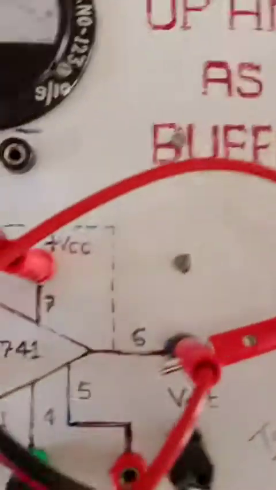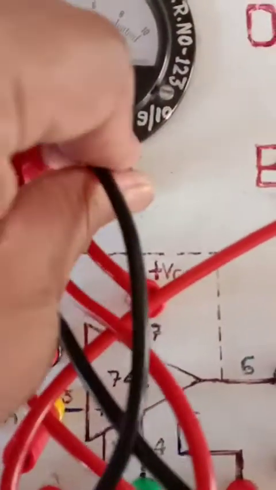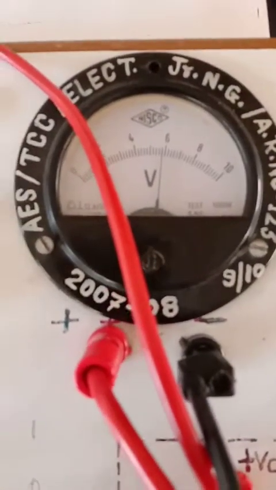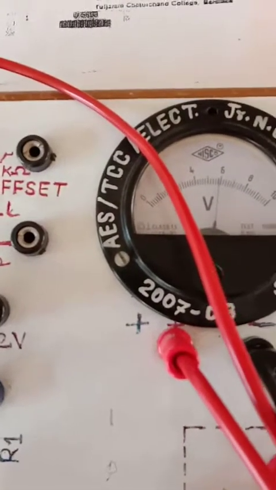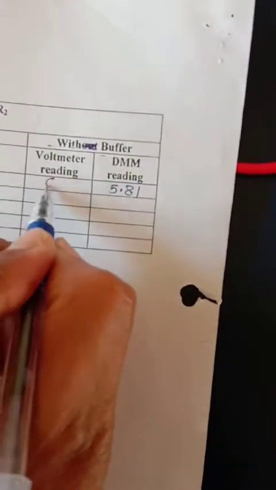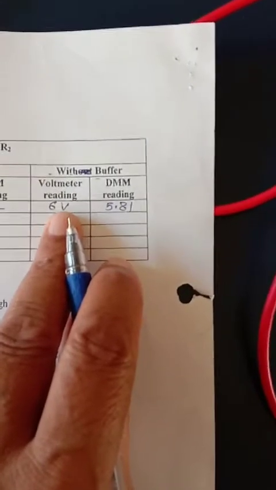Now by using the voltmeter, disconnect these two wires of the digital multimeter and connect them to the analog voltmeter, positive to positive and negative to negative. See here, now this analog voltmeter shows an accurate reading. So this voltmeter shows 6 volt. With the buffer, this analog voltmeter shows an accurate reading, that is 6 volt. So theoretically we get 6 volt and practically also with the buffer we get 6 volt.